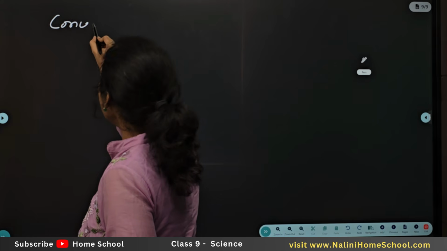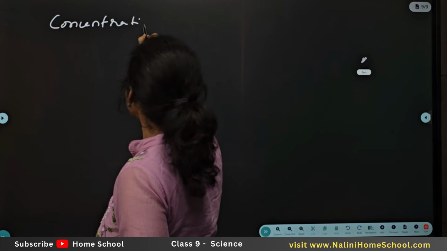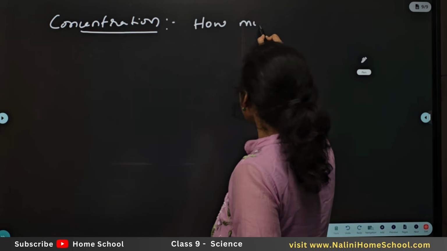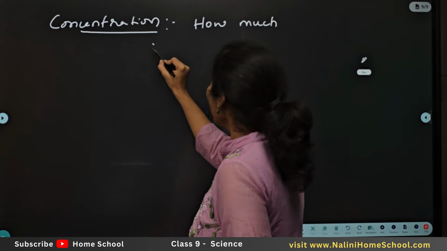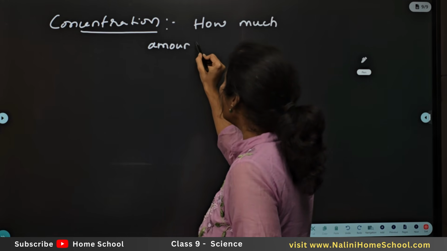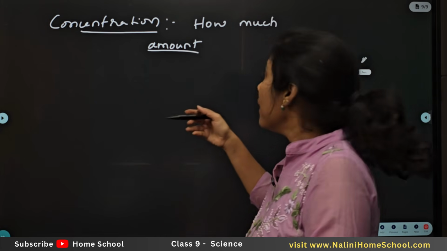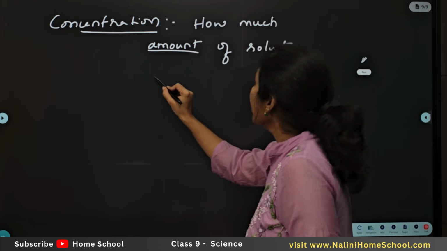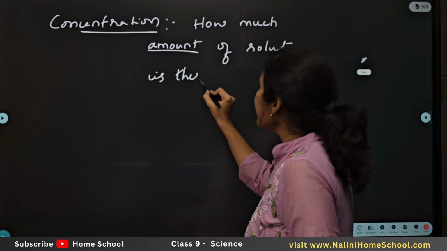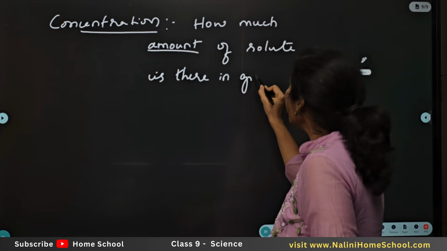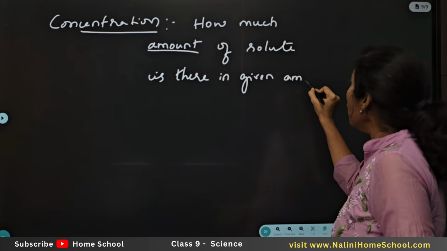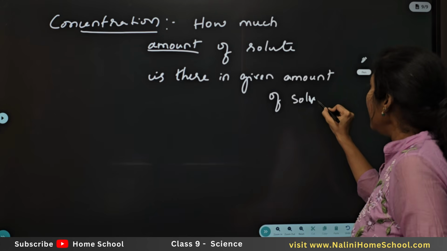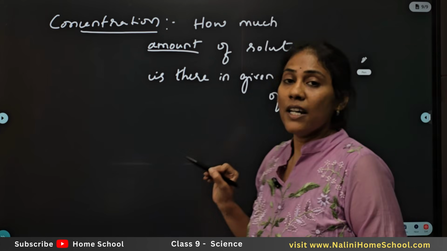Okay, so now I am giving you the definition of concentration. It is all about how much amount. So concentration is all about amount, quantity. How much amount of solute is there in a given amount of solvent. Okay, very important. This is called concentration of a solution.